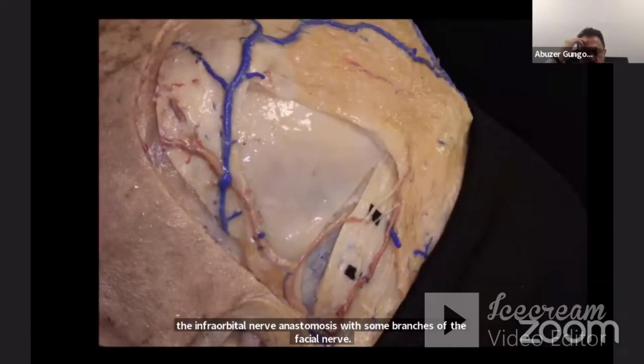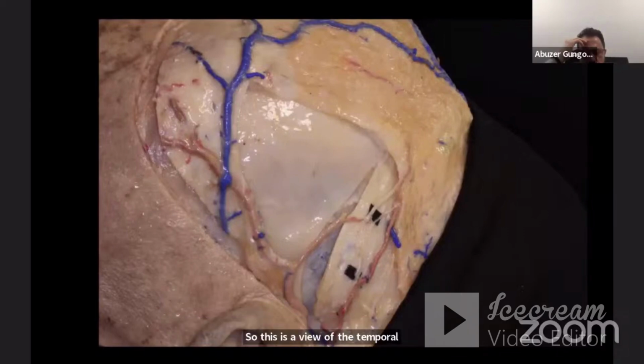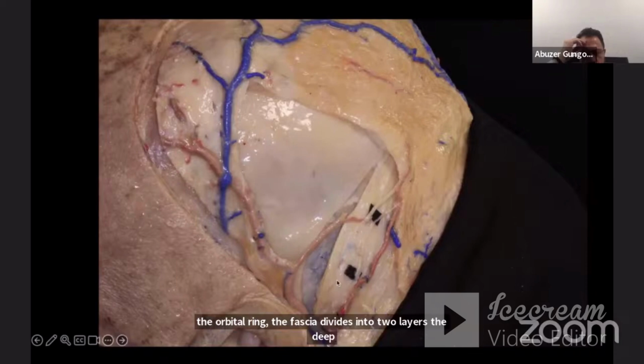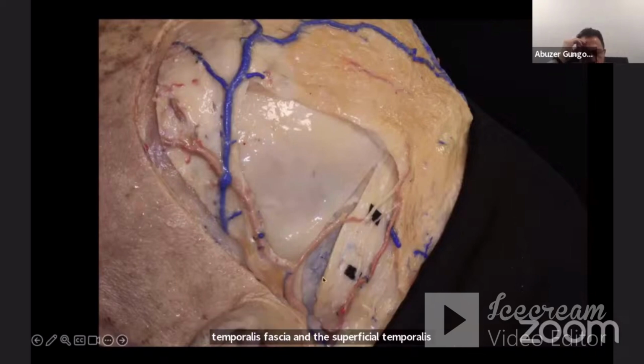So this is a view of the temporal area on the right side. This is to explain the layers that form the fascia around the temporalis muscle. So posteriorly, we only have one layer of fascia, but anteriorly, about 2 centimeters posterior to the orbital rim, the fascia divides into two layers, the deep temporalis fascia and the superficial temporalis fascia. In between, we have a fat pad.